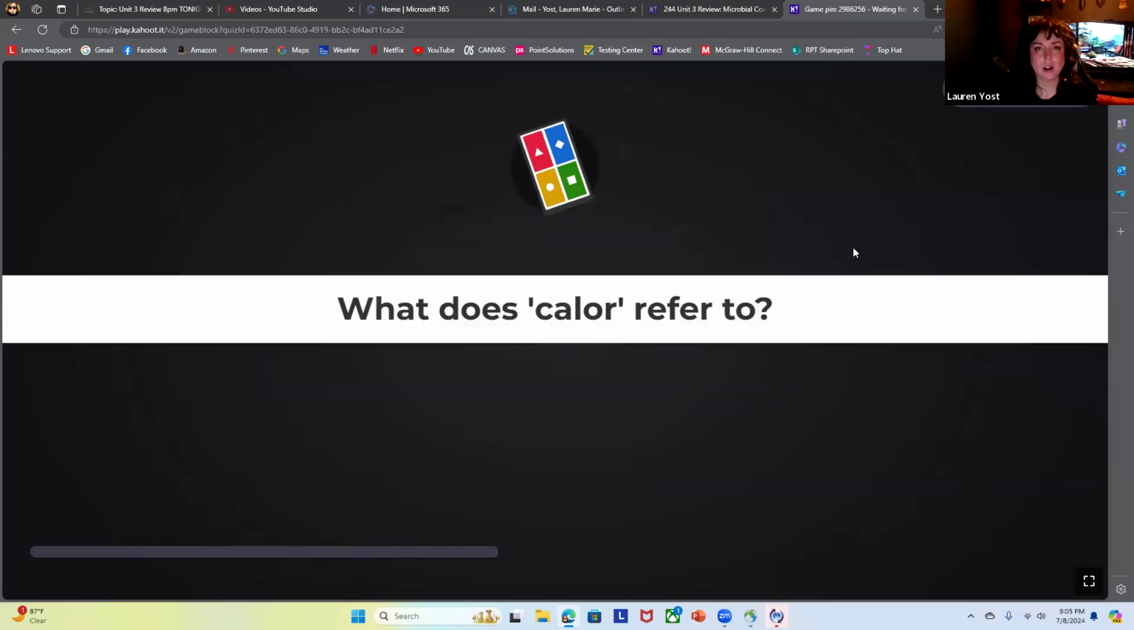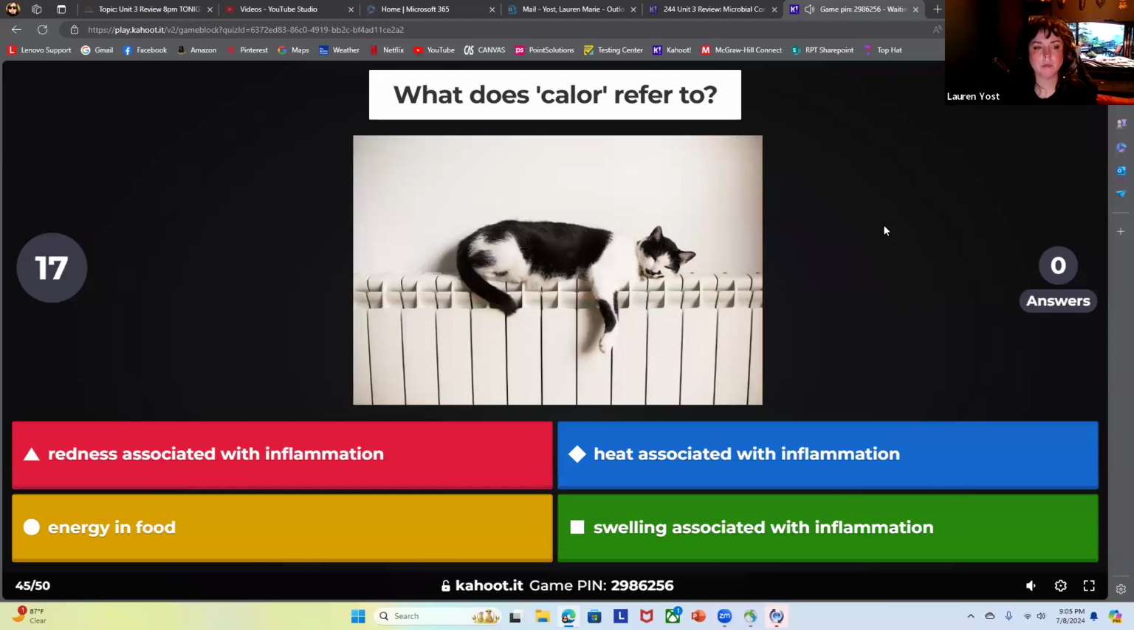All right, what does calor refer to? An inflammation. We had 4 Latin terms, and then we had also loss of function as a 5th one. Doesn't have a Latin term.